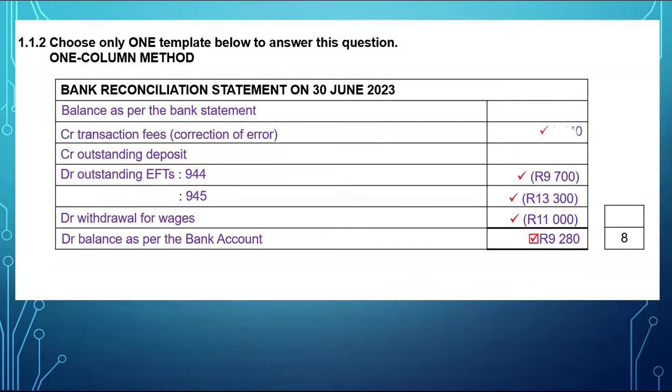I'll put in the credit transaction fee, which is that error and outstanding deposit, without brackets. Then you just work backwards. So you will add this, you will add that, you will add this, you will subtract that, you will subtract that. We call it reverse operation.